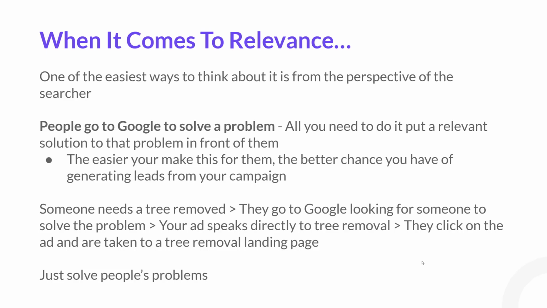So when it comes to relevance, one of the easiest ways that I like to think about it is just think from the perspective of the searcher. Think from the perspective of the potential customer. People go to Google to solve a problem, and all you really need to do is put a relevant solution to that problem in front of them. And the easier you make this for them, the better chance you have of actually generating leads from your campaign. You almost need to just handhold people through that process.